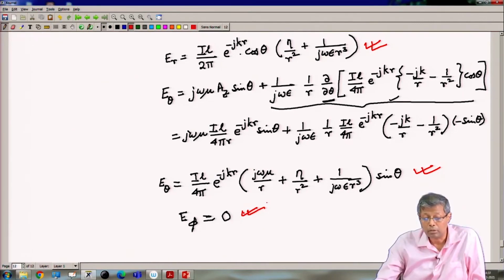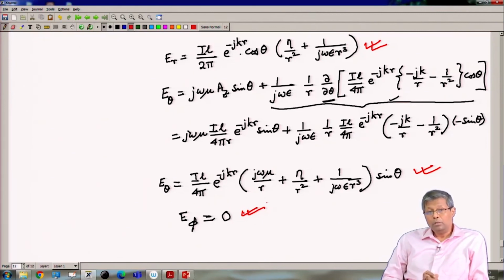Okay. We note that E phi is 0 and the electric field is along the radial direction and the theta direction. So, we conclude this lecture. Next, we are going to go to the magnetic current source.